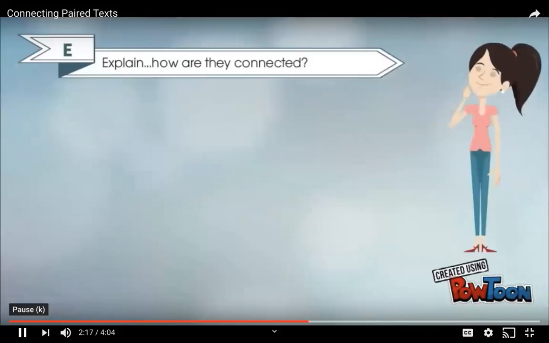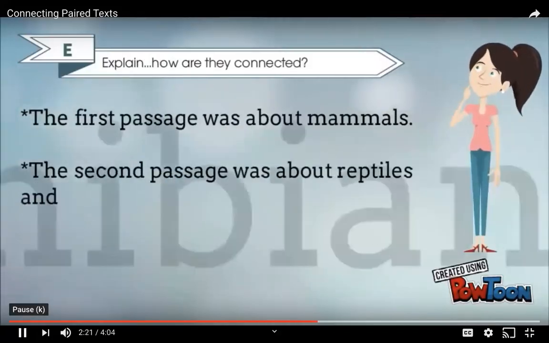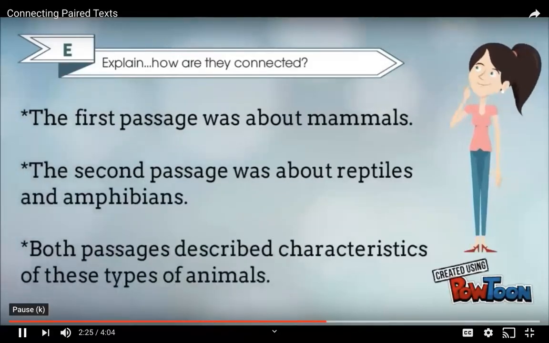Now we're going to explain how they were connected. The first passage was about mammals. The second passage was about reptiles and amphibians. Both passages described characteristics of these types of animals.